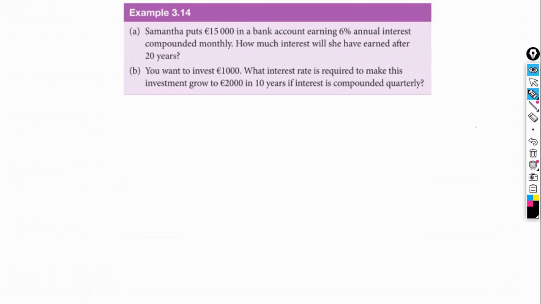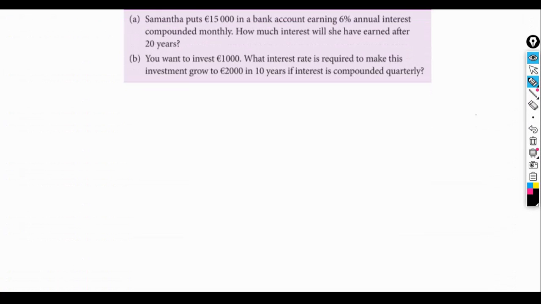So we continue with example 3.14. Part A says, Samantha puts 15,000 euros in a bank account, earning 6% annual interest, compounded monthly. How much interest will she have earned after 20 years? So here they want to know how much interest money she has after 20 years.